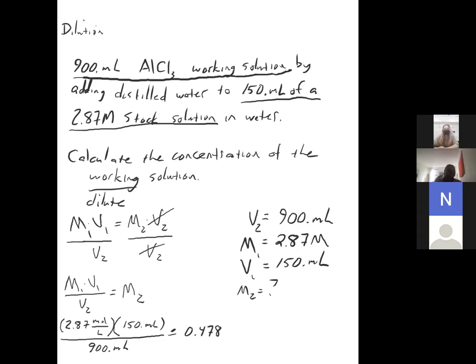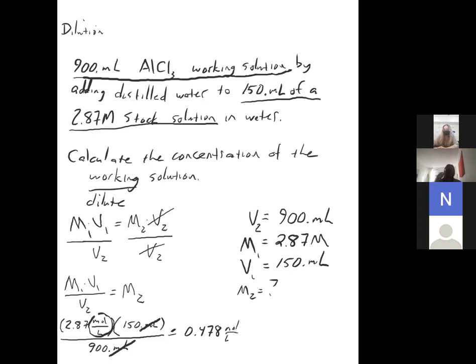And then what are the units going to be? We're looking for molarity, so it should be molarity units, which is moles per liter. Let's see if it worked out. Milliliters divided by milliliters. Okay, that's good. So we're left with moles per liter.